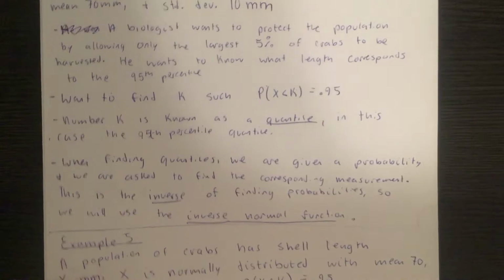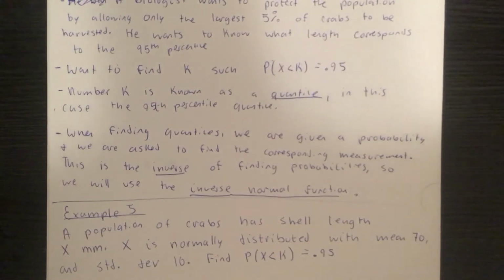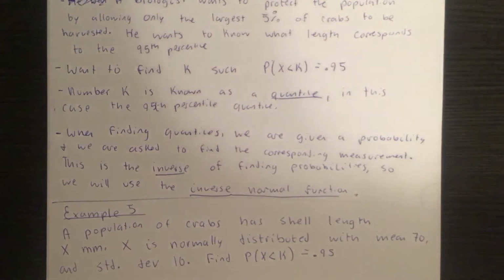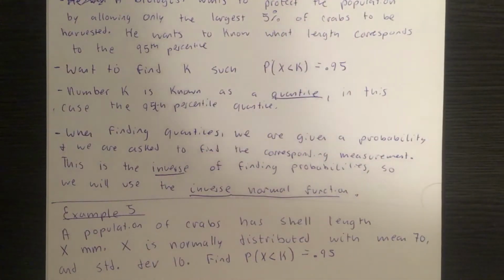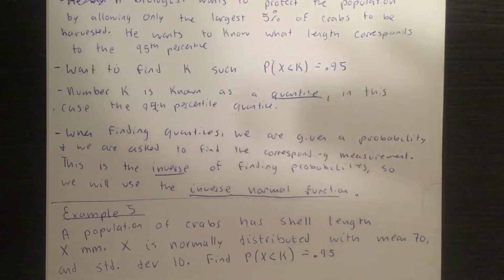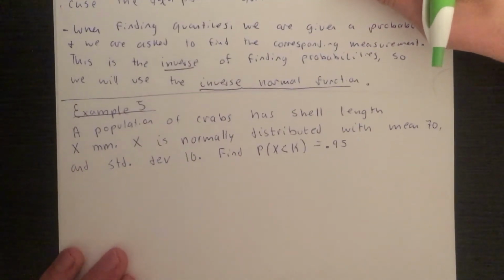The mindset we need here is that when finding quantiles, we're given a probability and asked to find the corresponding measurement, whereas before we were given the measurement and asked to find the probability. So effectively we're doing the inverse of finding probabilities. When you're doing the opposite, we use what's called the inverse normal function, which again we're going to use a calculator for.